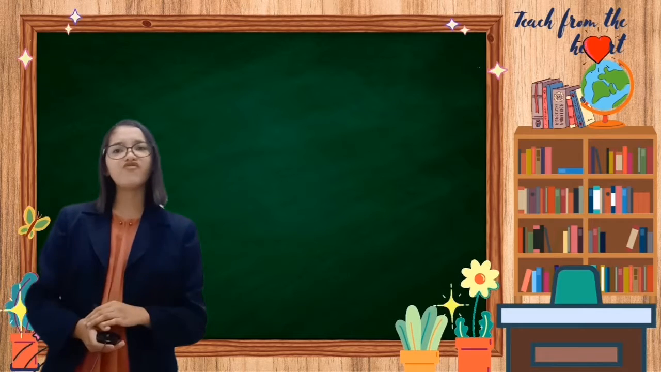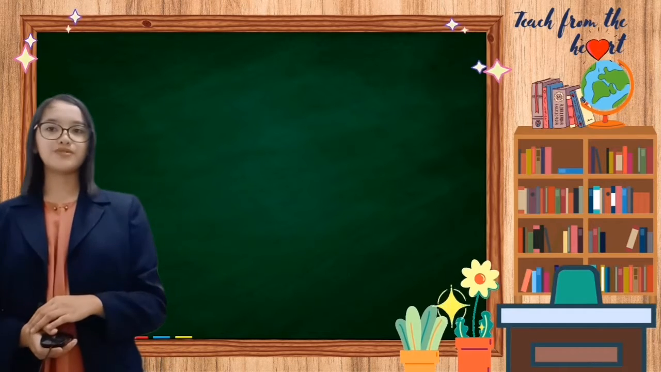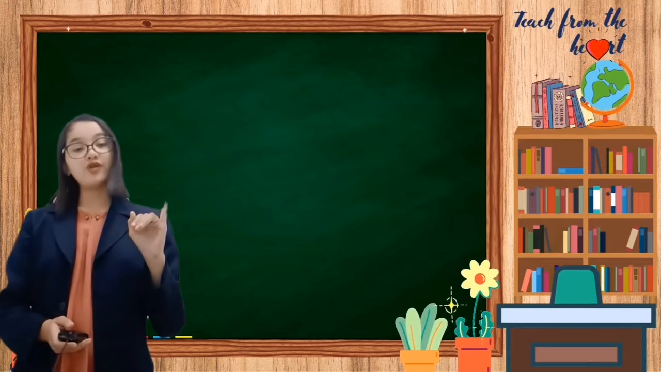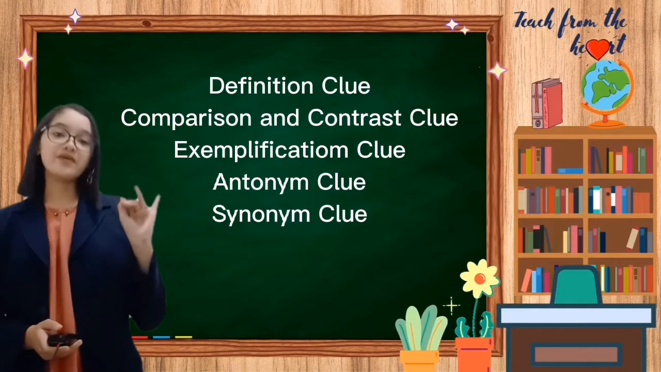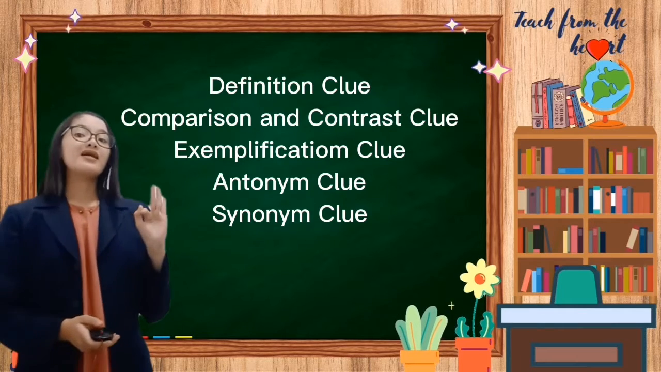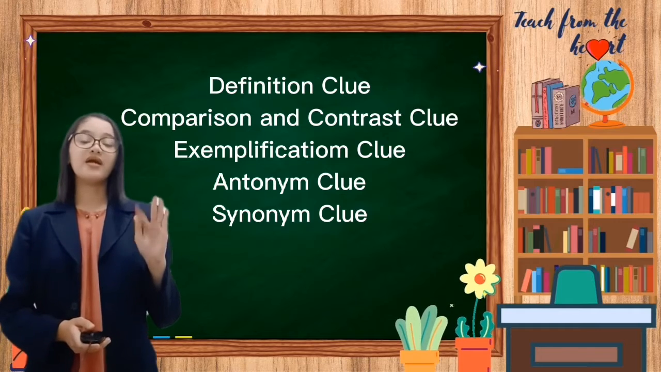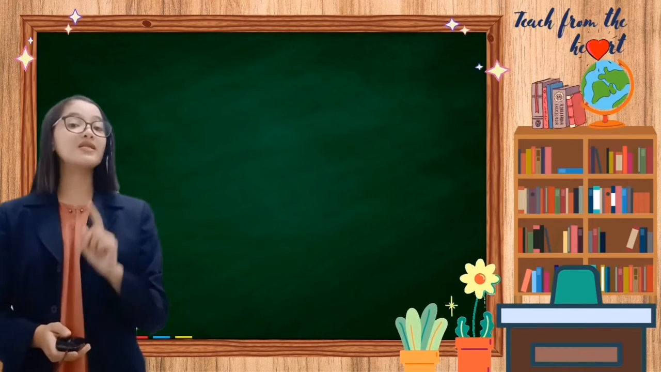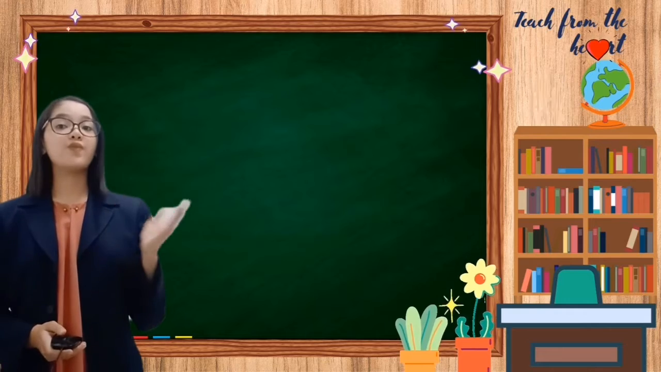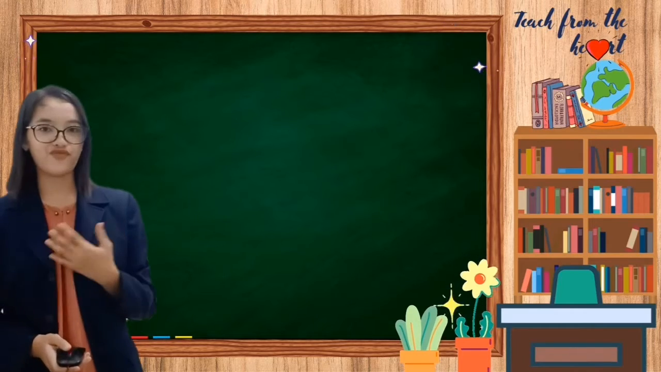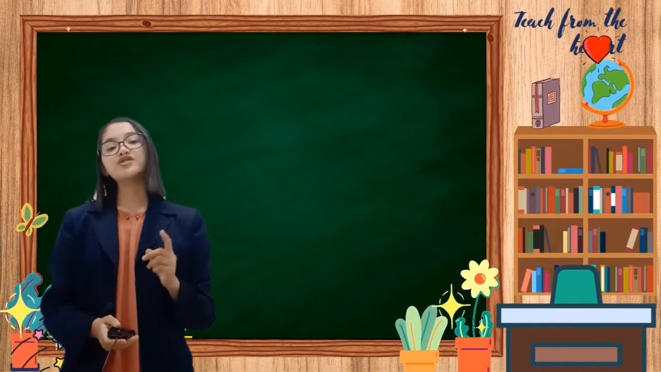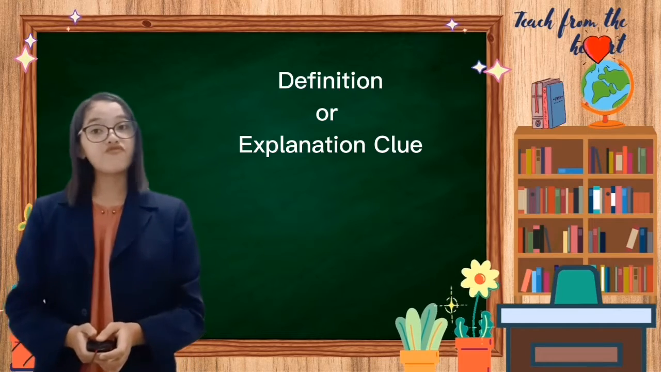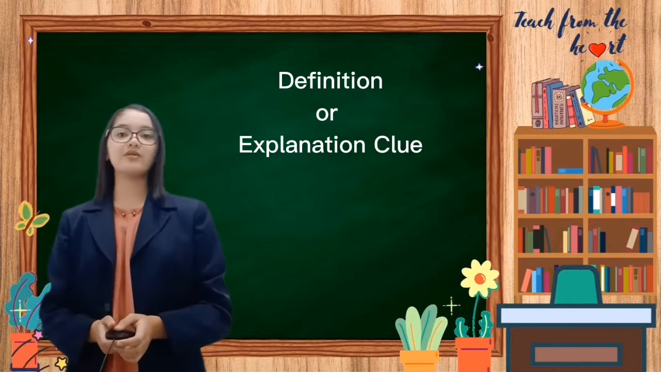Now, there are different types of context clues. And today I will introduce definition clue, comparison and contrast clue, exemplification clue, antonym clue, and synonym clue. Now listen carefully as we will have an activity afterwards. First, we have definition, or what we refer to as explanation clue.